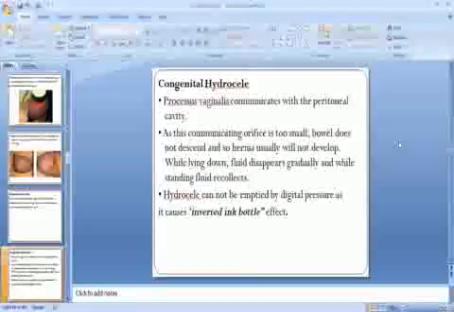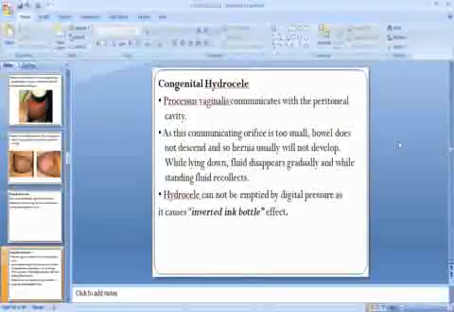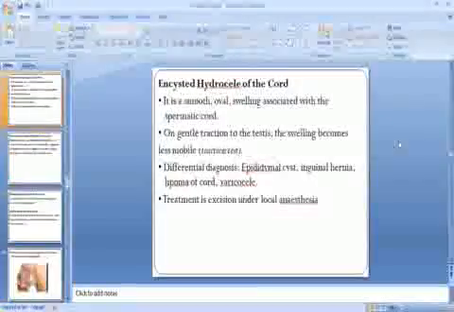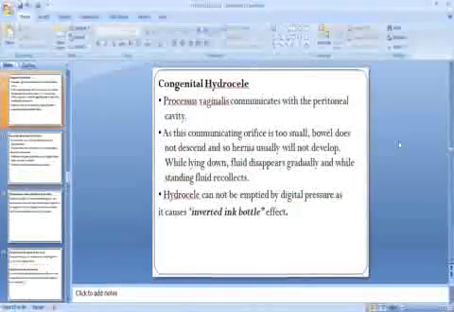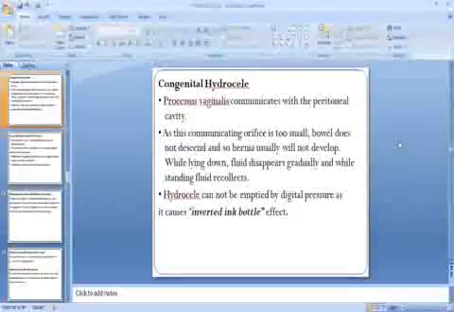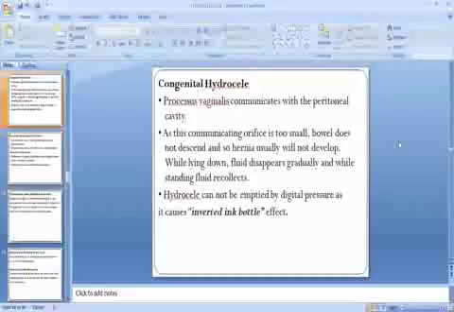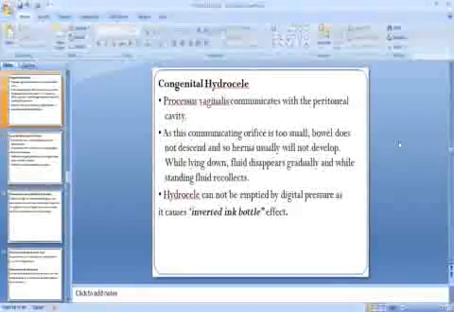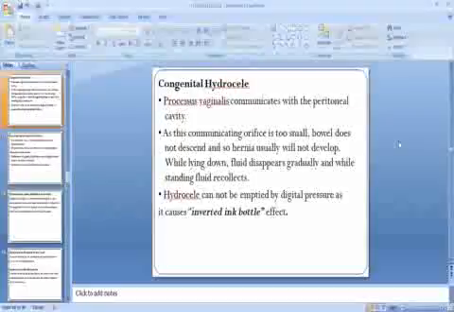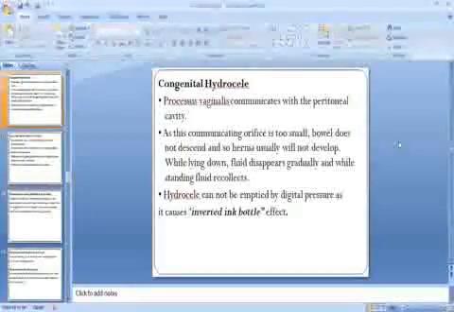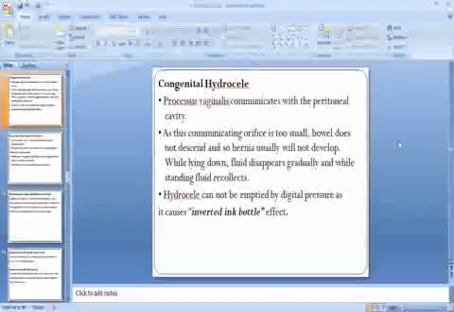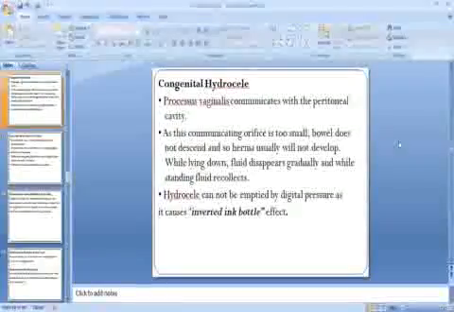Congenital hydrocele: the vaginal process communicates with the peritoneal cavity. This communication is so small that bowel does not extend, and so hernia usually will not develop. While lying down, it reduces spontaneously, while on standing it reappears. But if it cannot be reduced by digital pressure, it is an inguinal hernia.